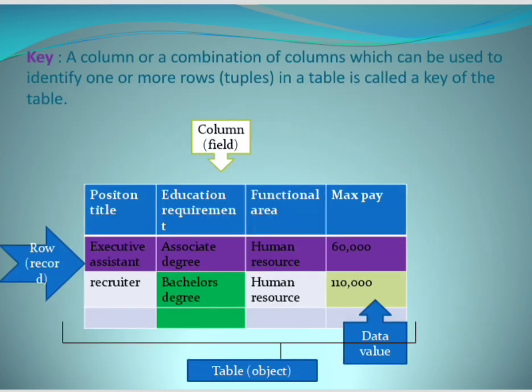This vertical position in the table is columns, and these are rows. Rows are also called records and columns are also called fields. And this whole data stored is in tables, and these are data values.